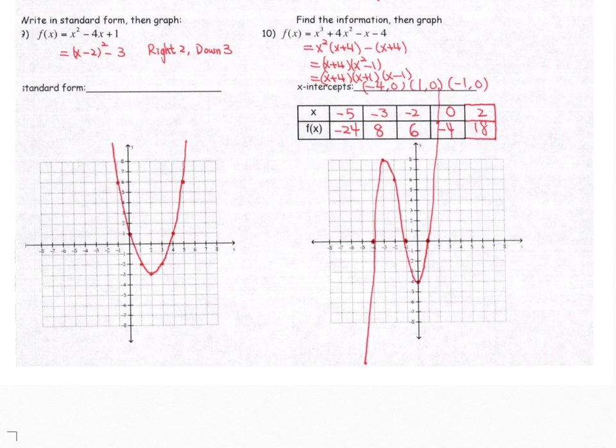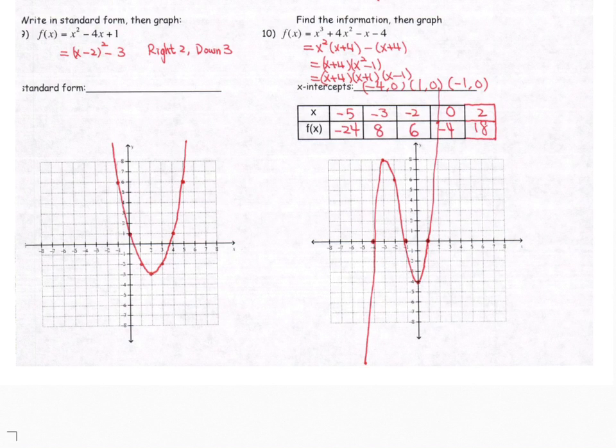Number 9, write in standard form, then graph. This one, I'm using the completing the square format, x squared minus 4x plus 4 minus 3. So I rewrite it into x minus 2 squared minus 3. That means my vertex is moved right 2, down 3. From there, I do my normal count. Right 1 up 1, right 2 up 4, right 3 up 9, left 1 up 1, left 2 up 4, left 3 up 9.